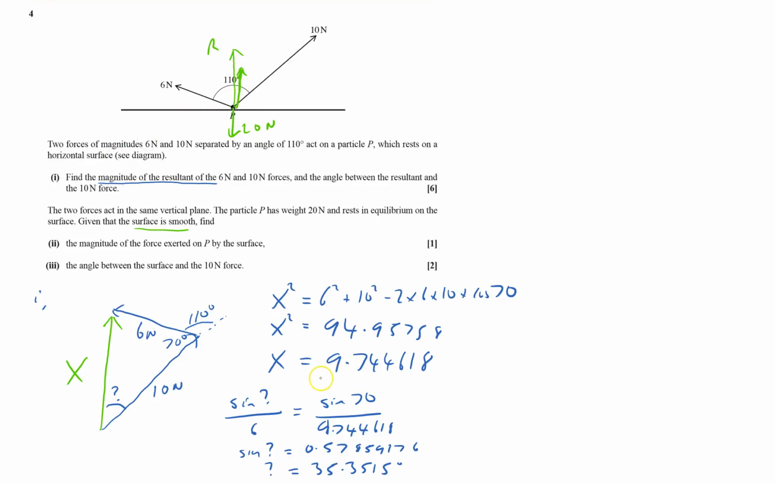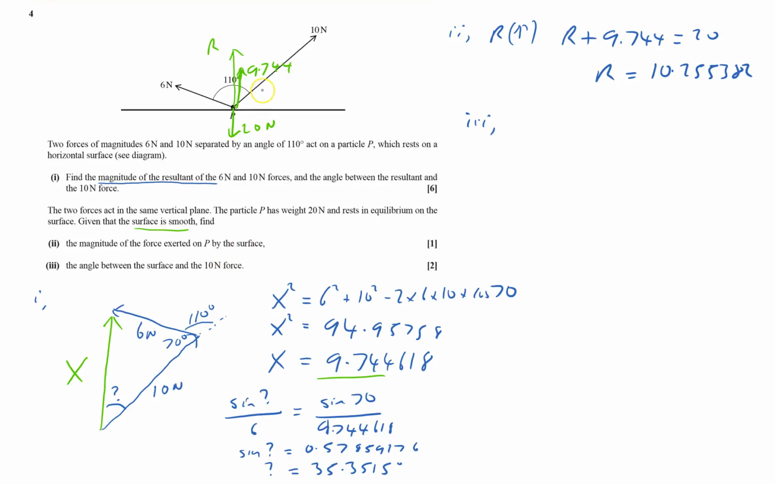And that is, we just worked out, 9.744. So that's 9.744. And now I can resolve upwards. So for part 2, I can resolve upwards. And that means that R plus 9.744 plus the rest of it equals 20. So R equals 10.255382.